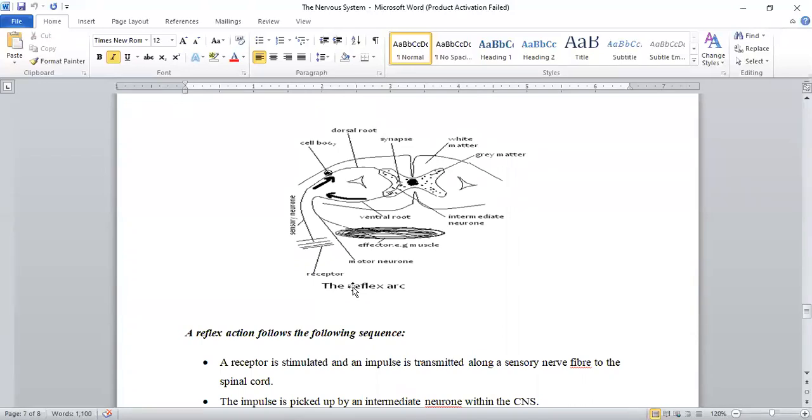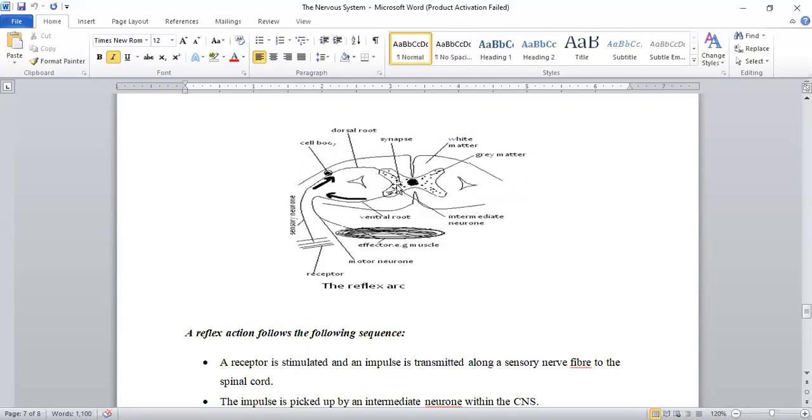Then this impulse is sent to the CNS. In this case, it is being sent to the spinal cord. The part which is controlling this is the spinal cord. So this is a diagram of a spinal cord, and you can see this central part here. The central part is the gray matter. You see, it is dotted to show that it is gray. Then white matter is the outer portion.